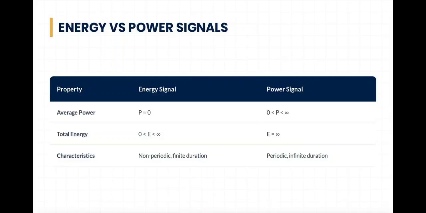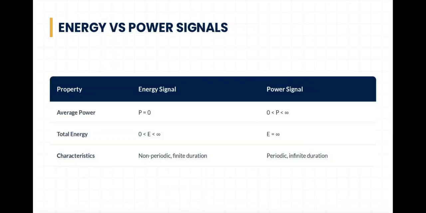A power signal, on the other hand, continues forever in time. Since it never stops, the total energy becomes infinite. However, when we calculate the average power, it turns out to be a finite, non-zero value. This is why most periodic signals, such as sine and cosine waves or AC voltage, are classified as power signals.